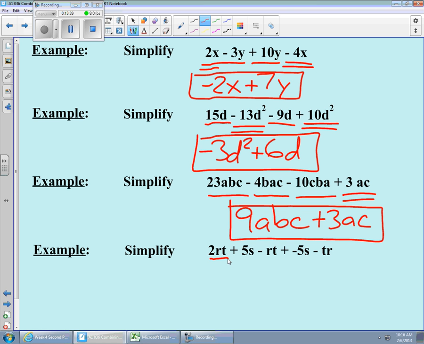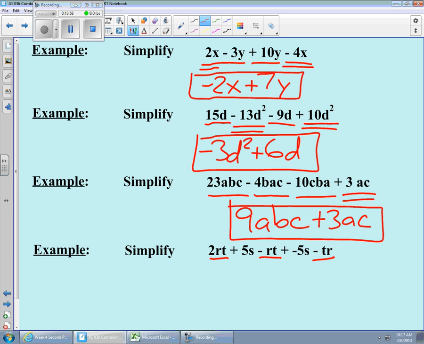Yeah. Here's one, actually a negative one. Negative 1 RT. Any others? Yeah, the one on the trail term back there is also an RT. Again, they knocked it out of order, but it doesn't change the fact it's still an R to the first and a T to the first, so it's like terms.